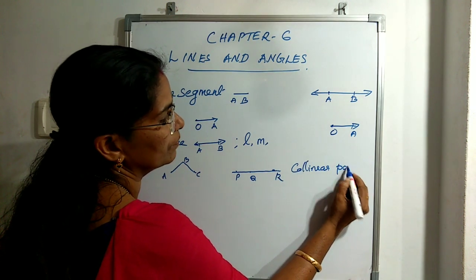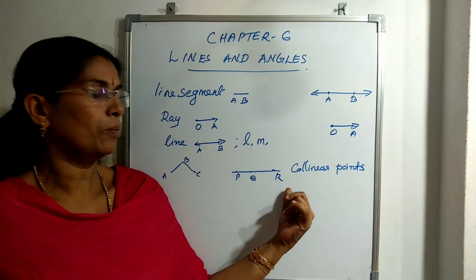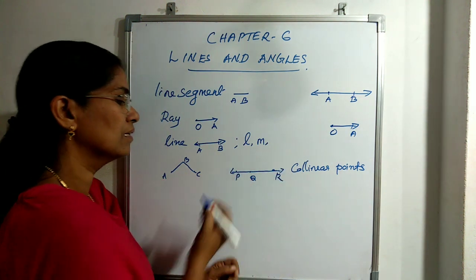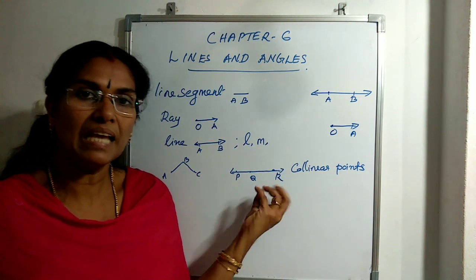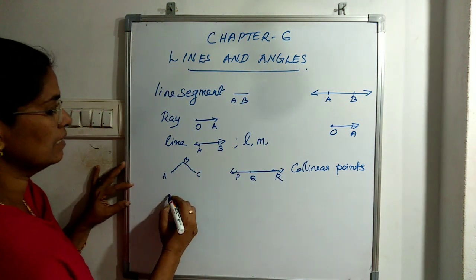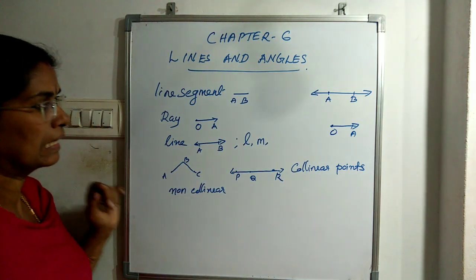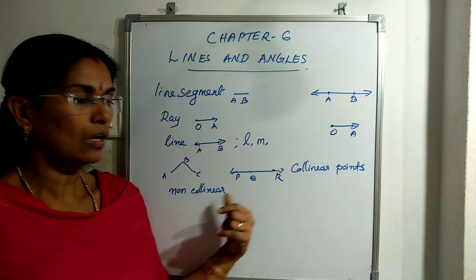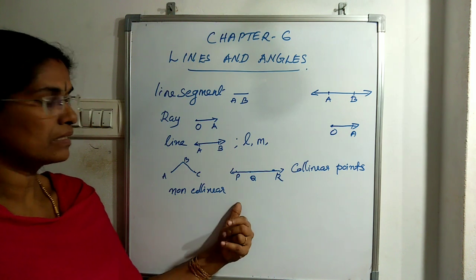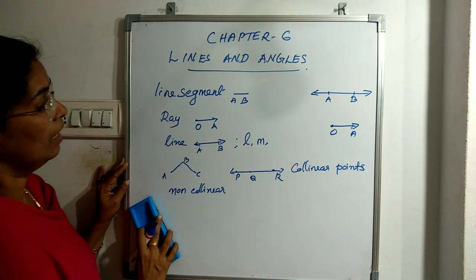The definition of collinear points: if 3 or more points lie on the same line, then we can say they are collinear points. Otherwise, they are non-collinear points. Clear? Collinear means all points are on the line. Non-collinear means they are not on the same line. That is the difference.